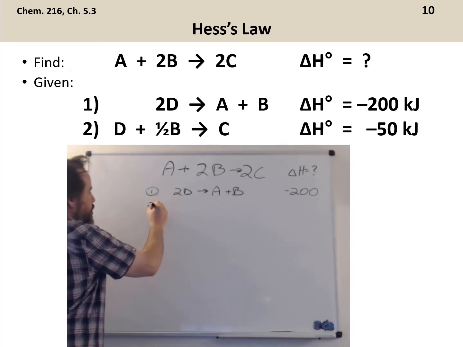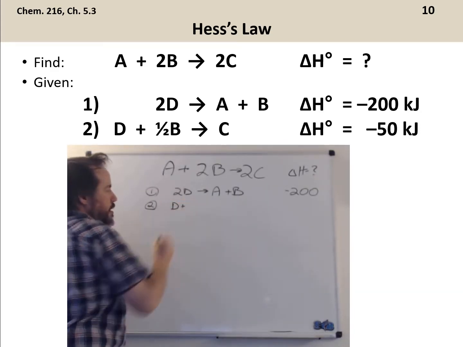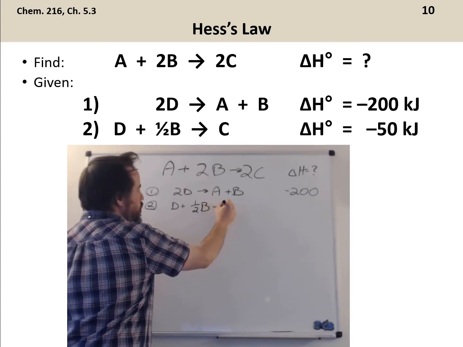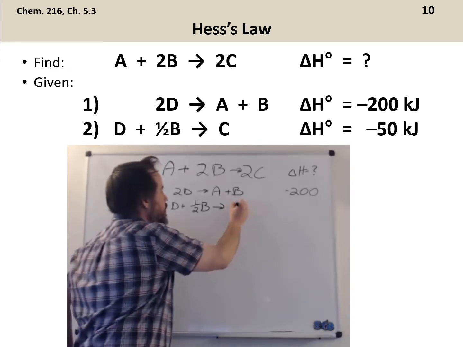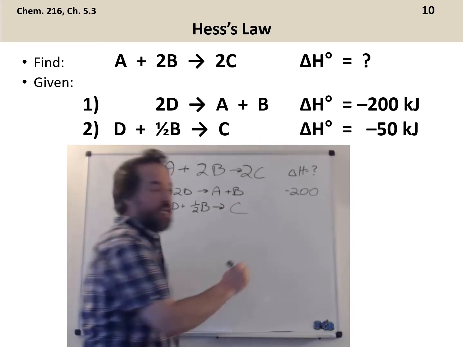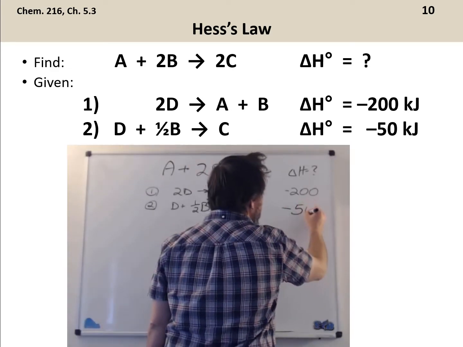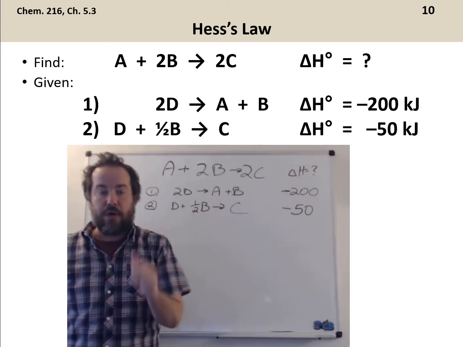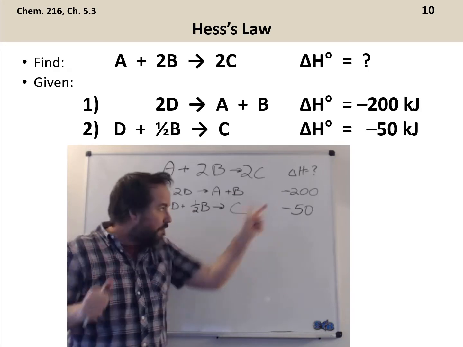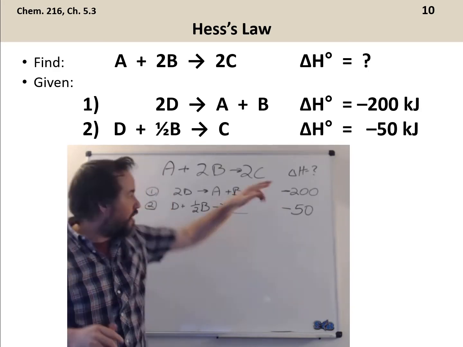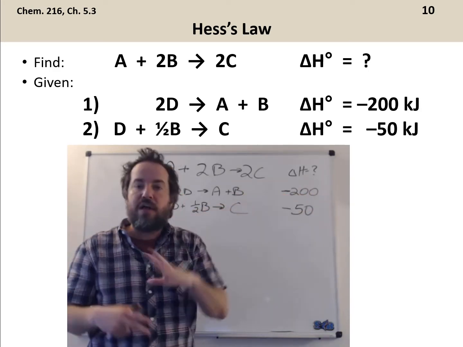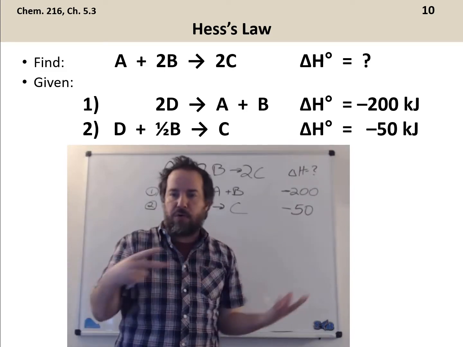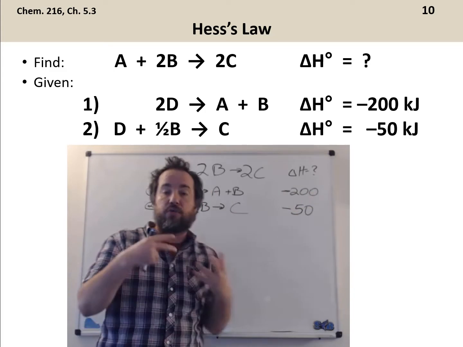And I have number 2, which is D plus half B going to C. And here I know that its delta H is negative 50. Remember, these negative signs are very important. Make sure you are careful with whether things are negative or positive. I'm just going to say the numbers, even though they're kilojoules. Make sure they're all in the same units, right? Because apples and oranges don't add up, but kilojoules and kilojoules will add up.